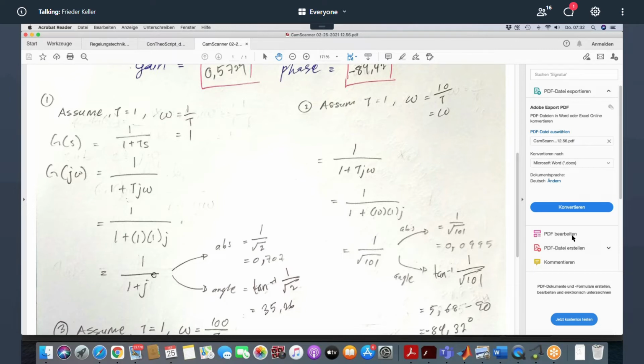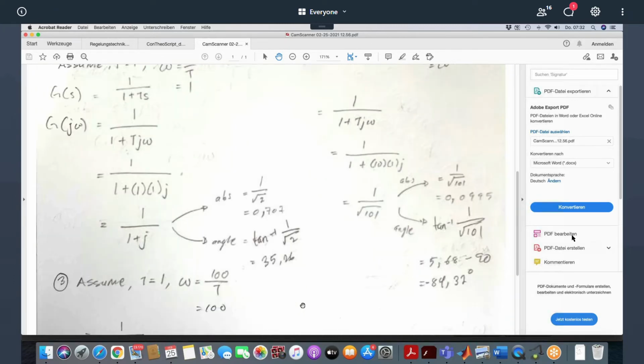Here, you must say the angle of a fraction is what? Is the angle of the numerator minus the angle of the denominator. That comes from what we have seen before. If we multiply complex numbers, we have to sum up the angles. If we divide complex numbers, we have to subtract the angle. And the angle of the 1 here is 0. And the angle of 1 plus j is 45 degrees. And then it must be 0 minus 45 degrees. So indeed, here should come out minus 45 degrees.